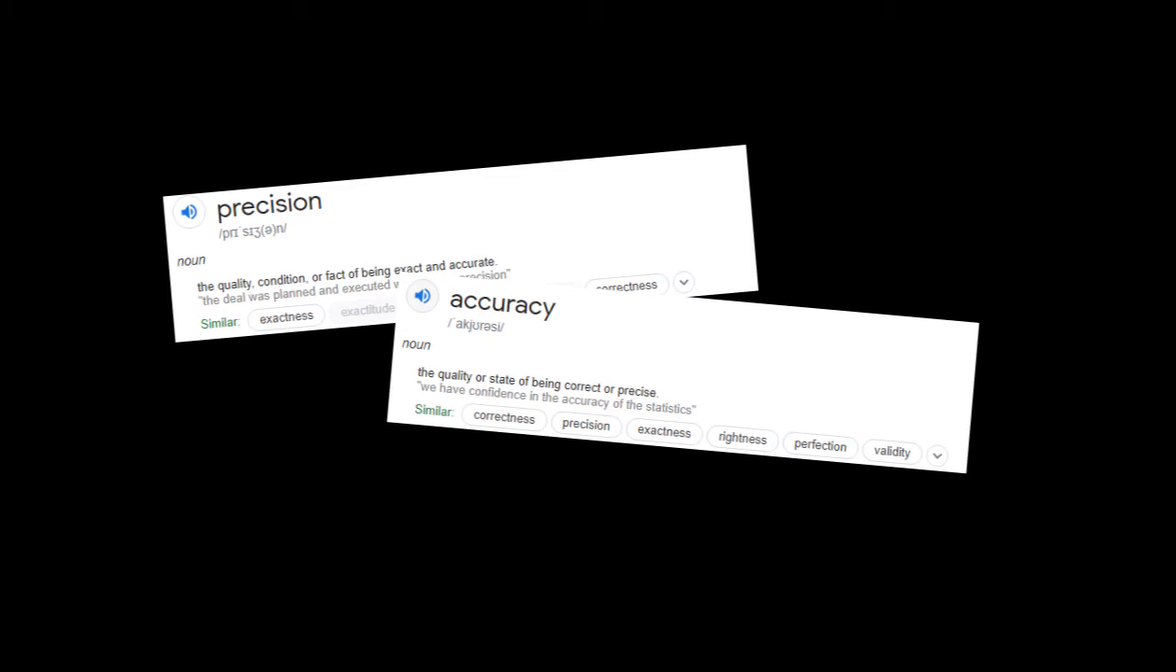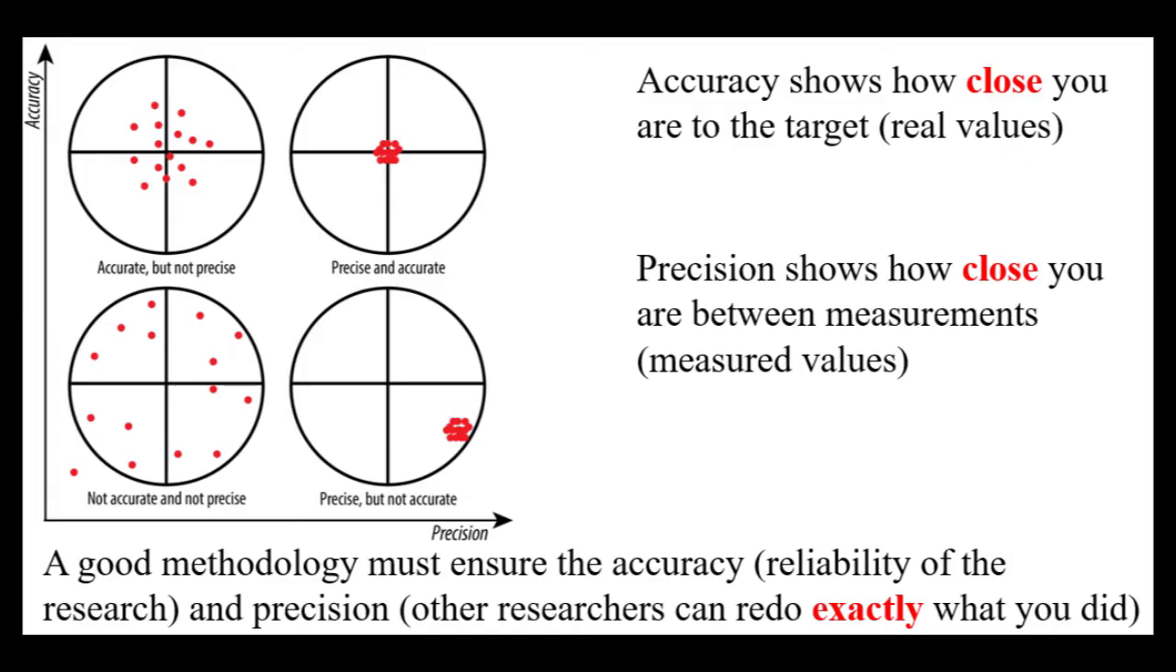Actually, they are very different terms. You can be accurate without being precise and vice versa. In a nutshell, accuracy shows how close you are to the target. That means you have the ability to measure the real values. And precision shows how close your measurements are to each other. That means if you do two tests, the results must be similar.